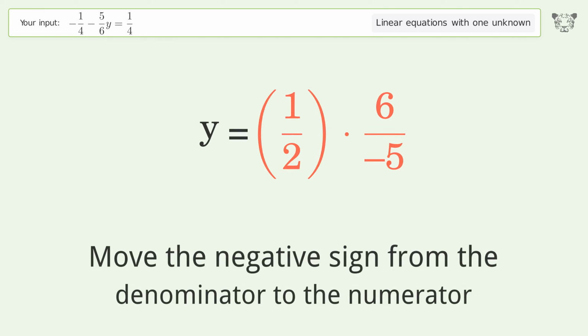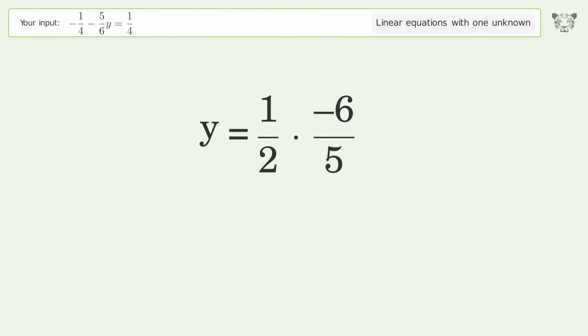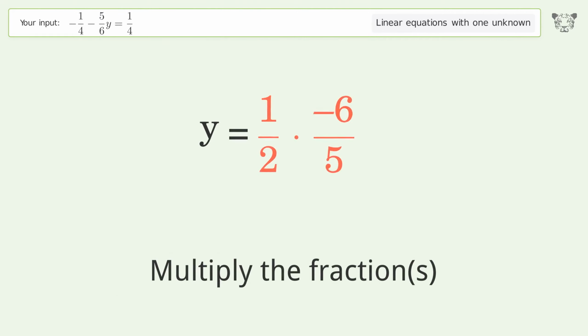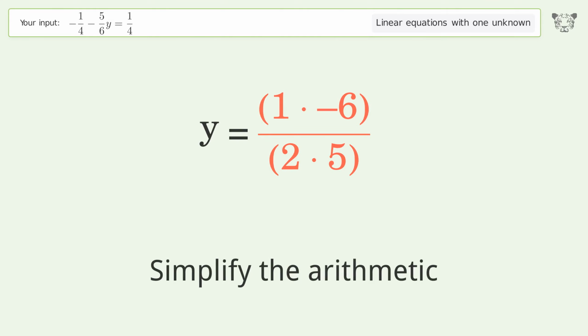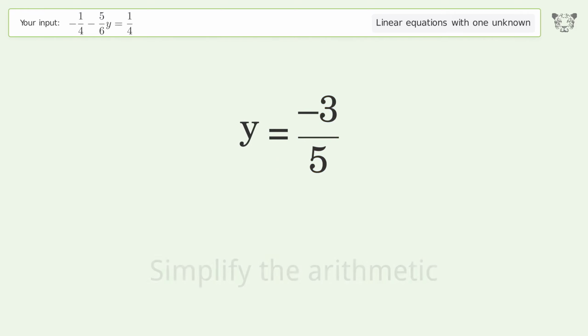Move the negative sign from the denominator to the numerator. Multiply the fractions. Simplify the arithmetic. And so the final result is y equals -3/5.